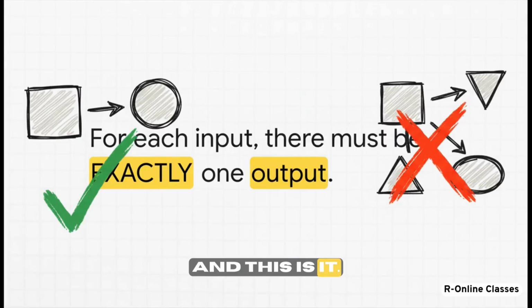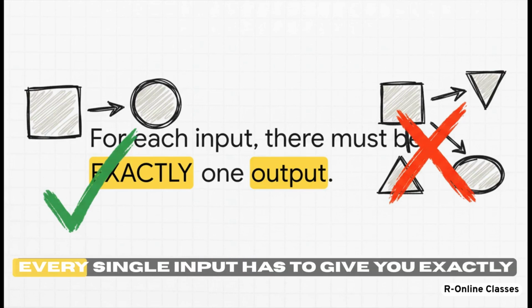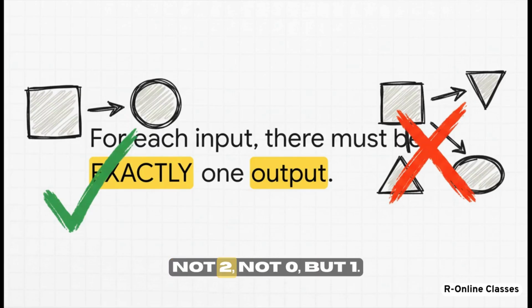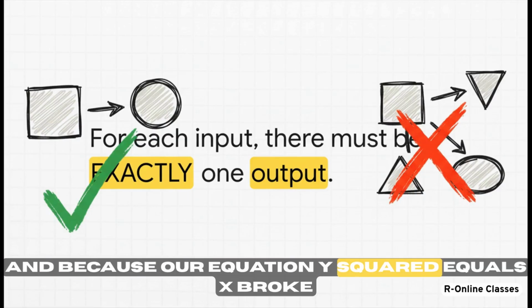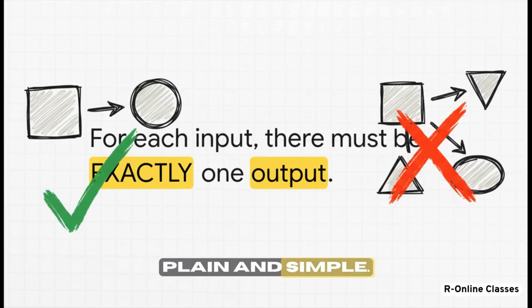And this is it. This is the big rule I was talking about. To be a function, every single input has to give you exactly one output. Not 2, not 0, but 1. No ifs, ands, or buts. And because our equation y squared equals x broke that rule, guess what? It's not a function. Plain and simple.